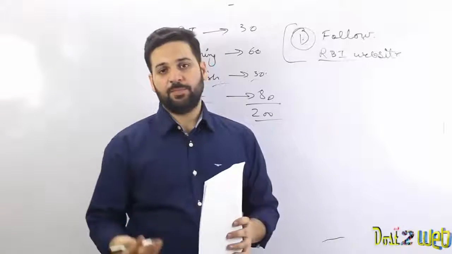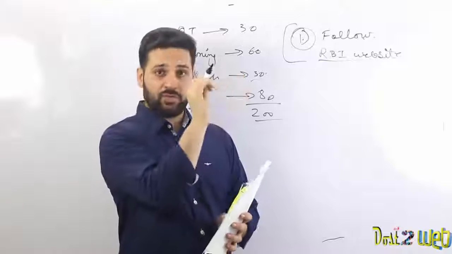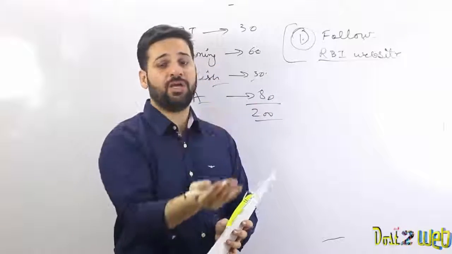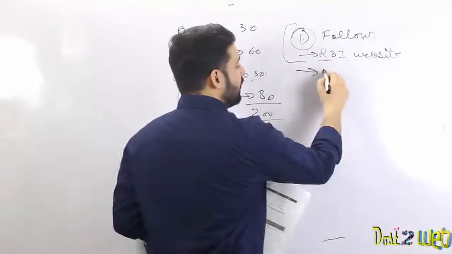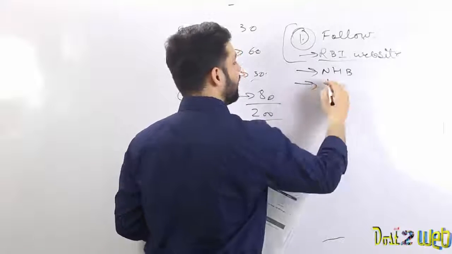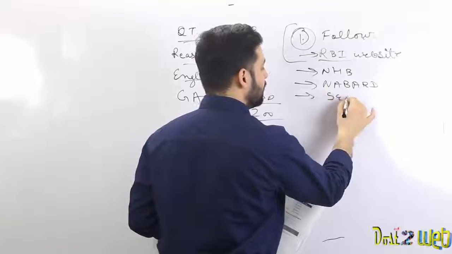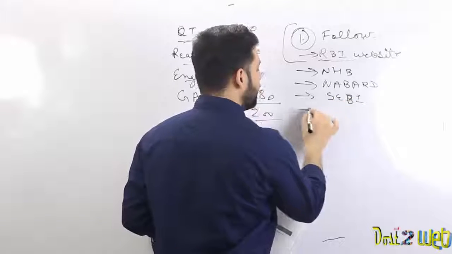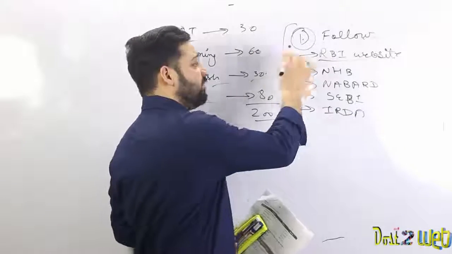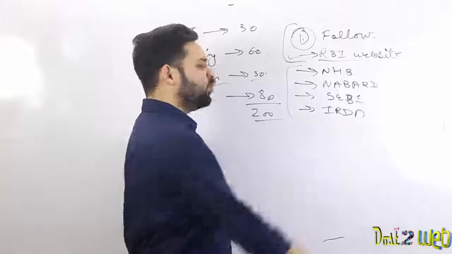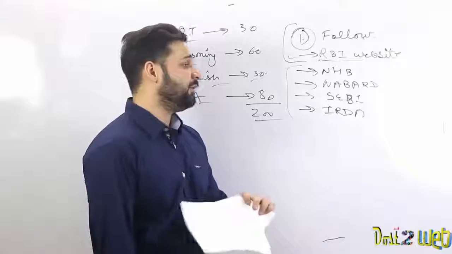Just go through the About Us page of SEBI, NABARD, National Housing Bank. Go to their websites and just check their About Us page or check their notifications. These are the 2-3 websites that I follow. This is the most important one. Check the NHB, National Housing Bank, or NABARD. Then there is SEBI, IRDA. Just follow their official websites. Follow the RBI's official website every day, and these websites once in a week. That is enough. So this is the most important part for the RBI Grade B preparation.